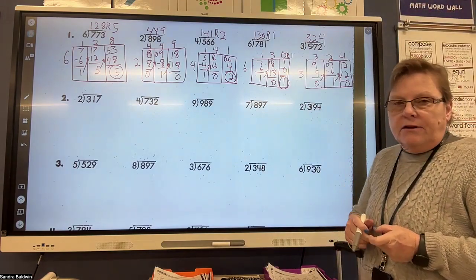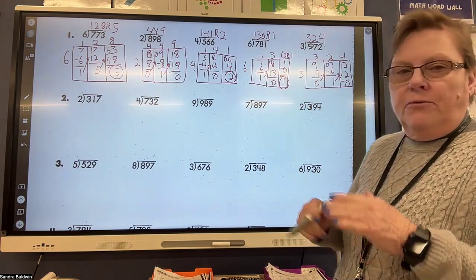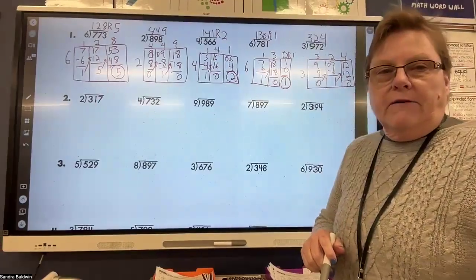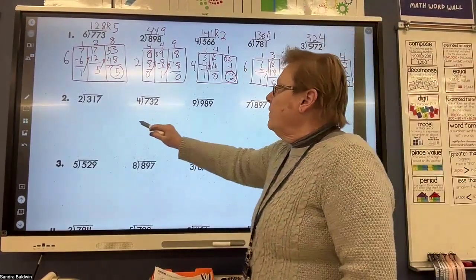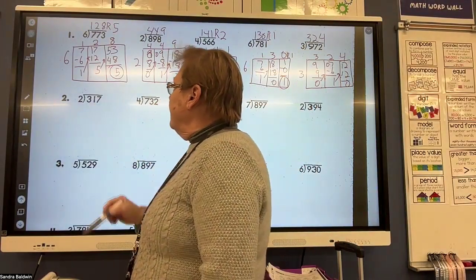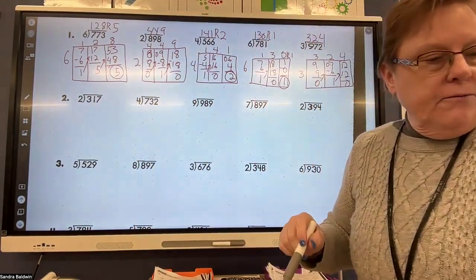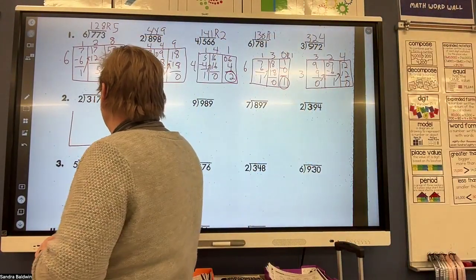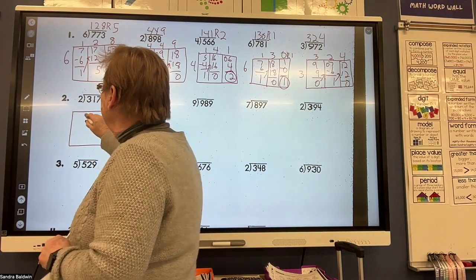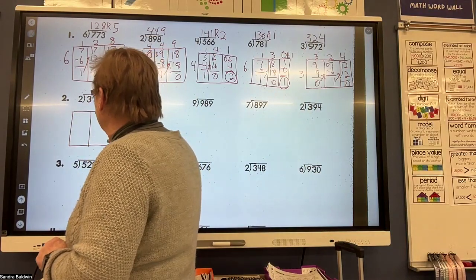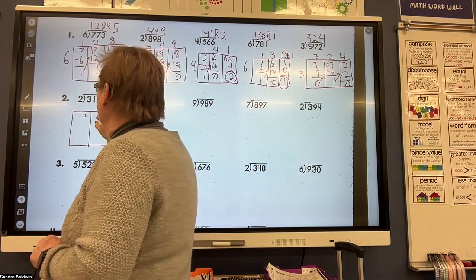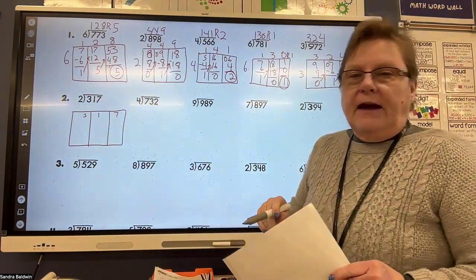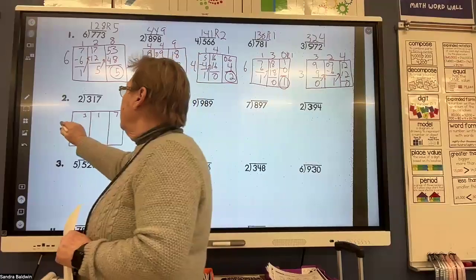If you want to use the partial quotient method, you're welcome to, but on the video, I'm just going to do the area model. So for number 2, the first one, 317 divided by 2. I'm going to make my box, my rectangle, my area model. I have 3 digits, so I need it divided into 3 spaces. 317, 300s, 1 10s, 7 ones. And we're going to divide that by 2. I'm using my 2 times table.